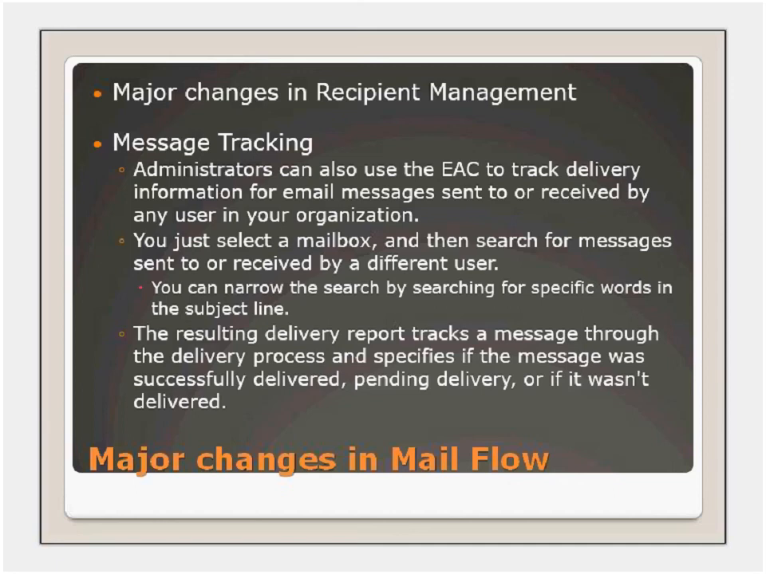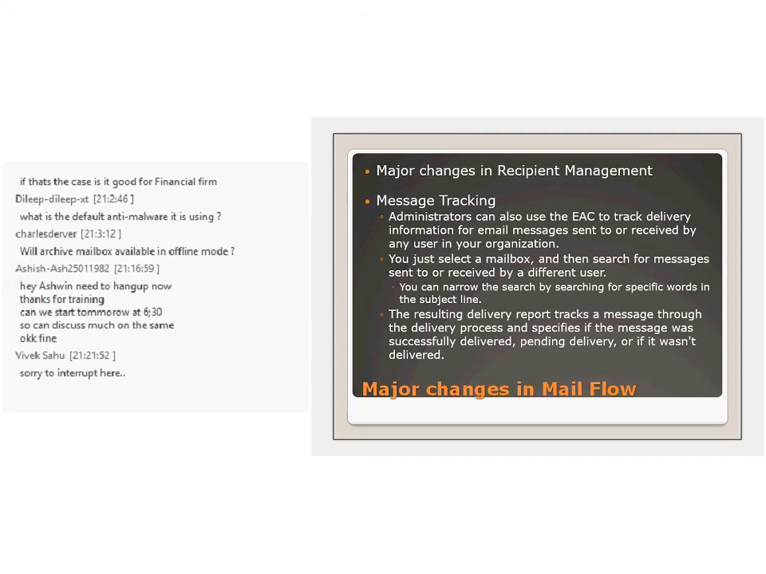And the final thing is message tracking. It is quite a lot more granular right now. You can select a mailbox. You can search for an email that is sent or received by a different user, or you can do quite a lot of searching based on specific words or a subject line, and you get a very detailed output which gives you a track of the message, whether the message was successfully delivered, or whether delivery is pending, or if it wasn't delivered.